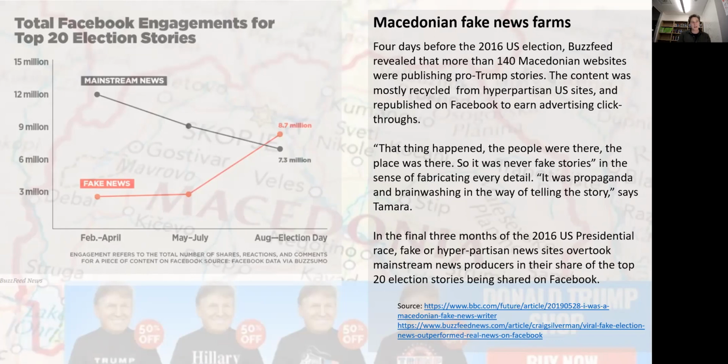And you can see here on the graph on the left the total Facebook engagements for the top 20 election stories. You can see that mainstream news started out with high engagement and dropped during the course of 2016. And fake news stories started out with lower engagement, and by the time of the election had actually overtaken, had surpassed engagement for mainstream news on Facebook. Of course, people still watch news on television and so on, but what we're looking at here is engagement with online news stories.